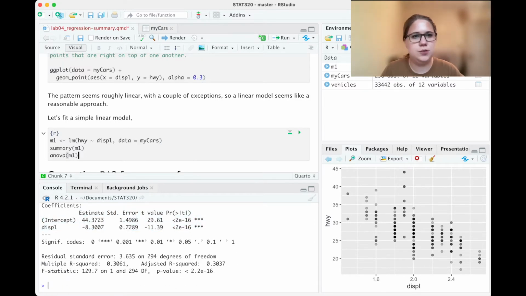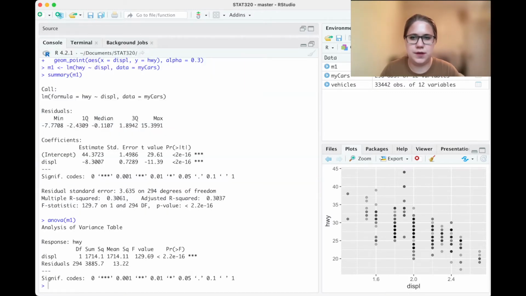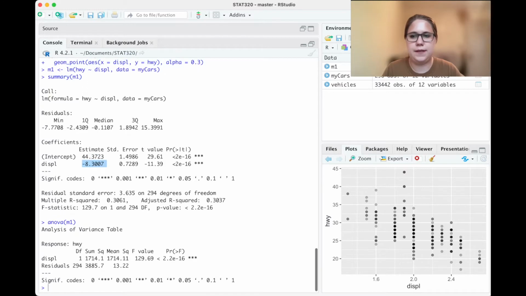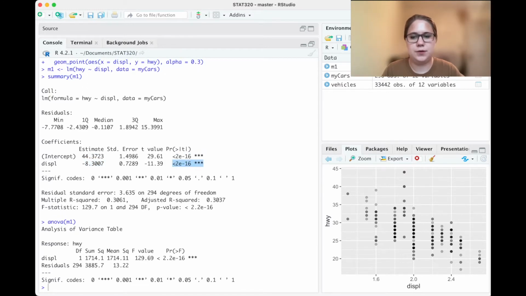Then there's a new thing, which I don't think I've shown you before, which is the ANOVA command, which will show me an ANOVA table of a model. So I'm going to Command Return on that and show you this. So let's look at these outputs. When I look at the summary of a model, I get things like the estimate for the intercept and the estimate for the slope. I get p-values, which we're going to talk about. I get things like the r-squared value.